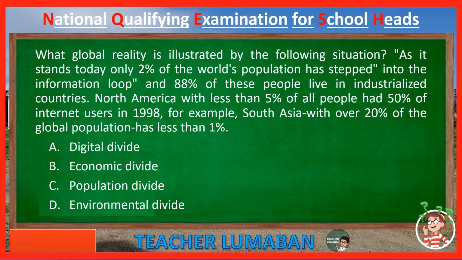Choose the suitable answer based on the given choices in 5 seconds. 5, 4, 3, 2, 1. The correct answer is letter A, digital divide. The digital divide global reality is illustrated as it stands today. Only 2% of the world's population has stepped into the information loop, and 88% of these people live in industrialized countries. North America, with less than 5% of all people, had 50% of internet users in 1998, for example. South Asia, with over 20% of the global population, has less than 1%.